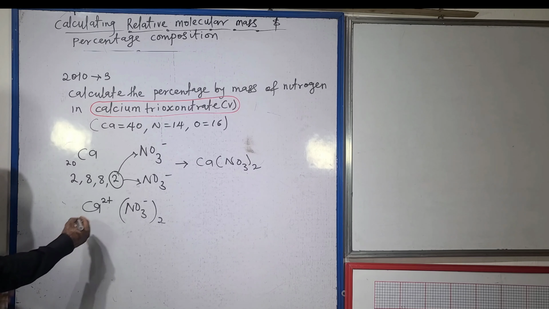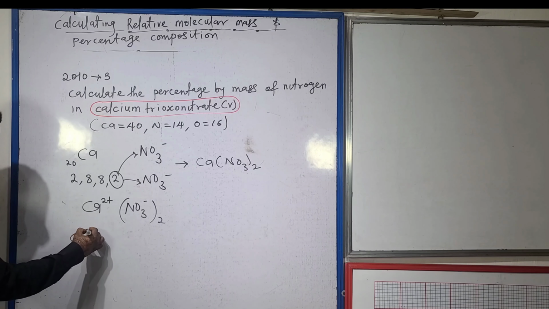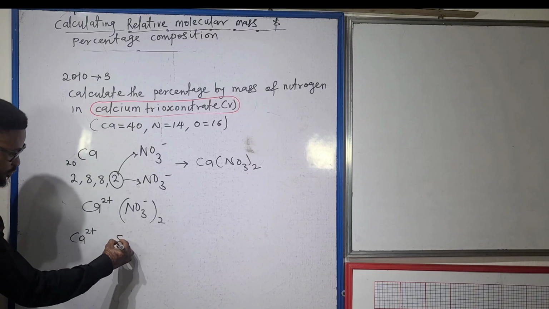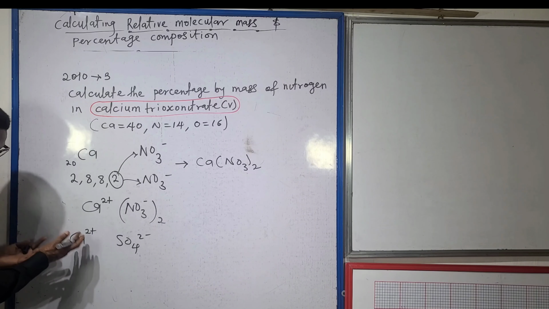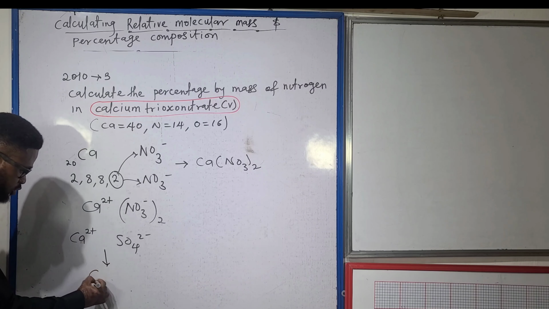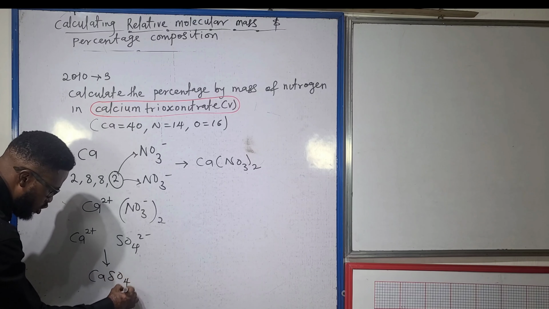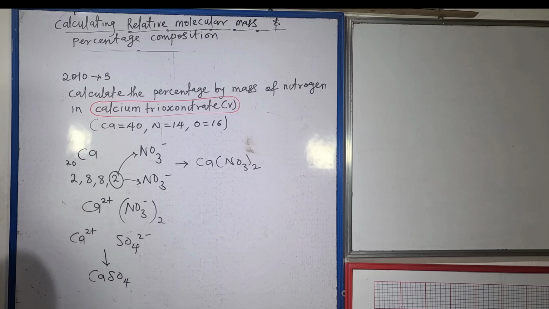Imagine this is saying calcium sulfate. Of course, calcium is 2 plus, and my sulfate is SO4 2 minus. This just balances. So how am I going to put this down? I'll put this down this way, CaSO4. And it goes on and on like that.